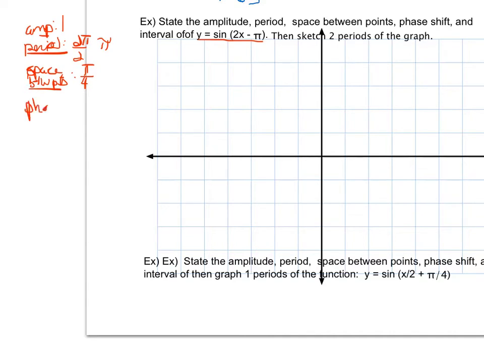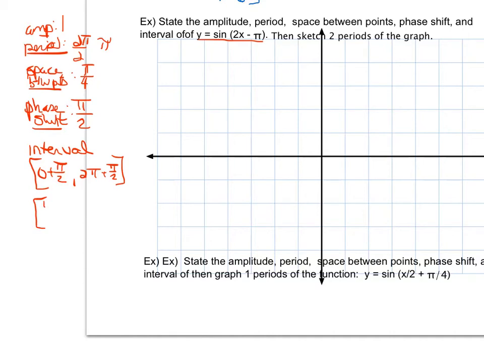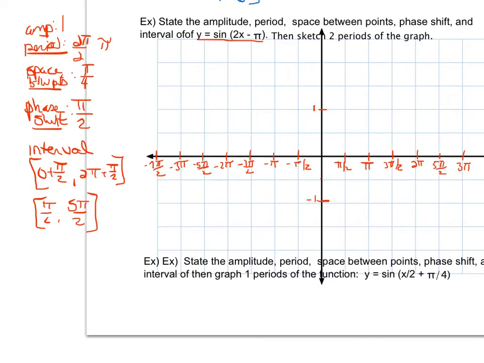I'll find my phase shift by taking negative c over b. And then I'll find my interval by doing 0 plus pi over 2 and 2 pi plus pi over 2, giving me an interval of pi over 2 to 5 pi over 2. And again, where did that 5 pi over 2 come from? I got a common denominator. So now I'm going to go ahead and label my axes. Now that I have my axes labeled, I'm going to go ahead and graph.